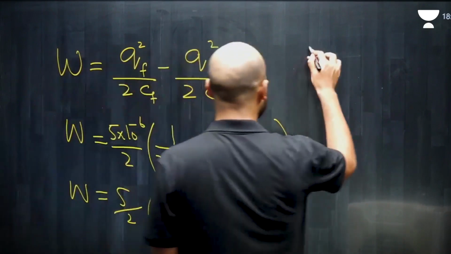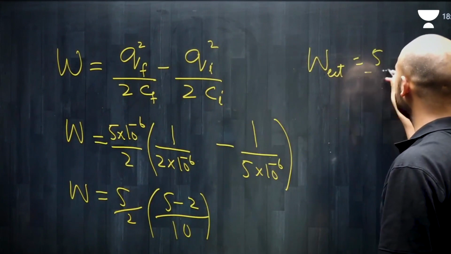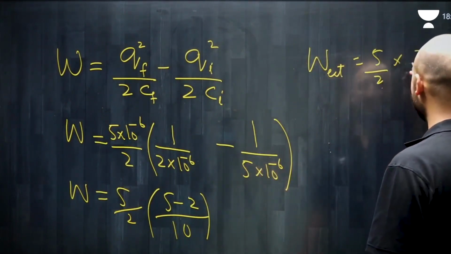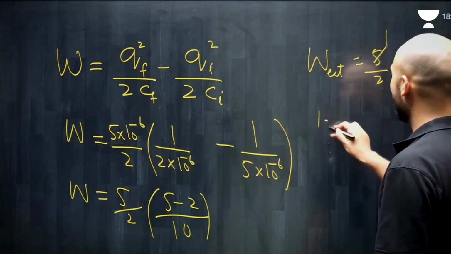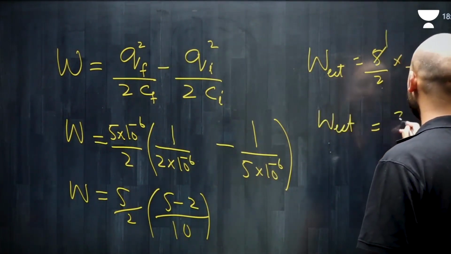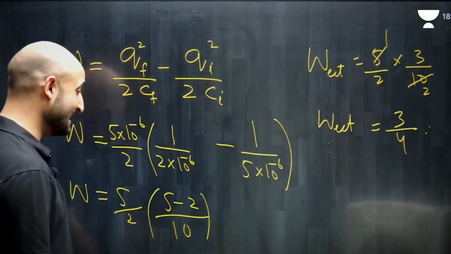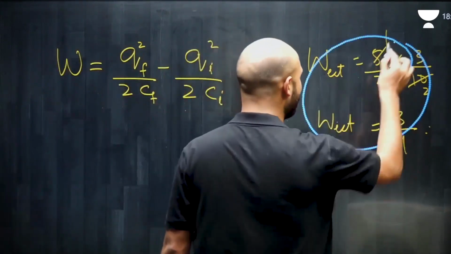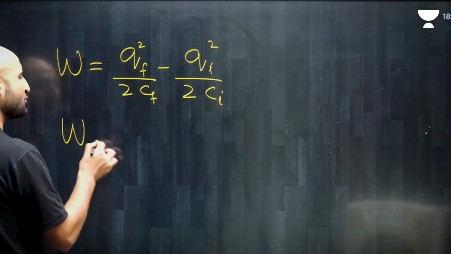So work done by the external agency will be equal to 5 by 2 into 5 minus 2 divided by 10. That will be 3 divided by 10. So W external will be equal to 3 divided by 4. That's your answer. In fact, I did it absolutely wrong because there's a square as well. I'm sure that you will do it yourself.